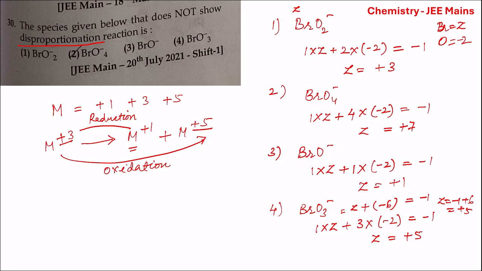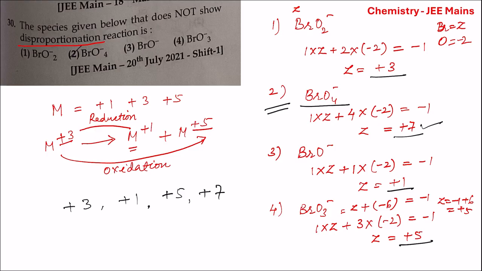So in case of bromine, in these different compounds, bromine shows valencies like in one it shows plus 3 valency, in another plus 7, then in option 3 it shows plus 1, and in option 4 it shows plus 5. So the various valencies are plus 3, plus 1, plus 5, plus 7. Now in option number 2, in BrO4 minus, the oxidation number of bromine is +7.